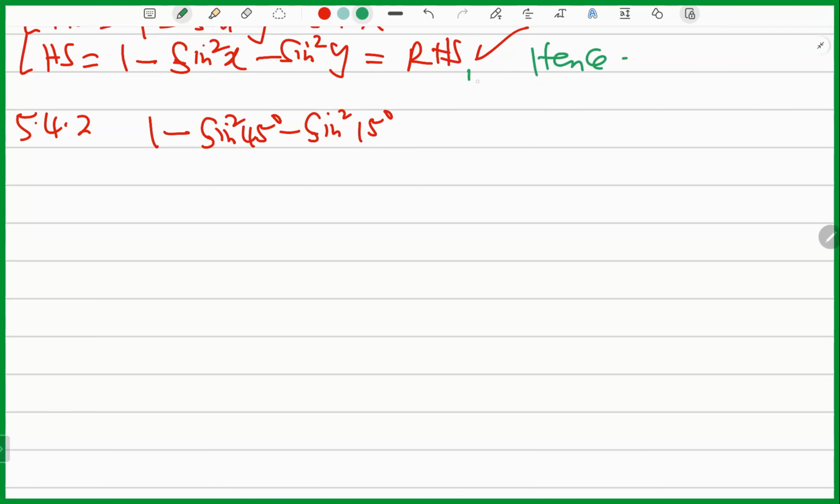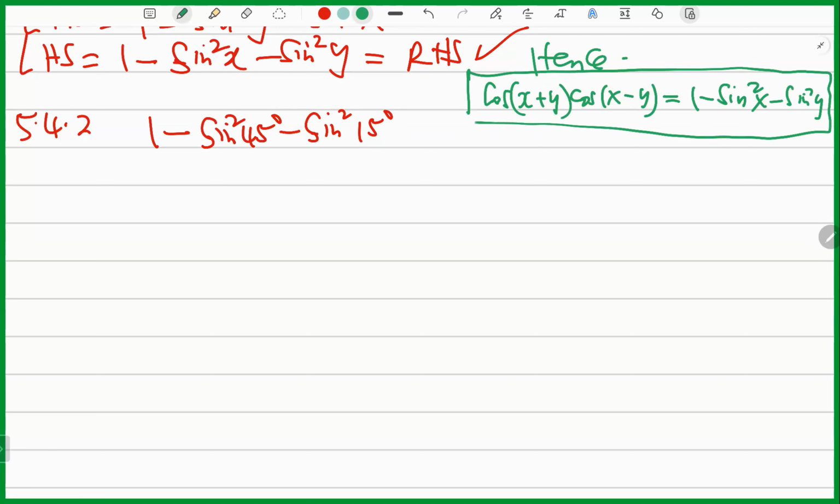They said hence because they know that we had just proven that the cosine of x plus y times the cosine of x minus y equals 1 minus sine squared x minus sine squared y, like this. Okay, so what does it mean now? It means that this is our x in that identity here, and this is our y in that identity.